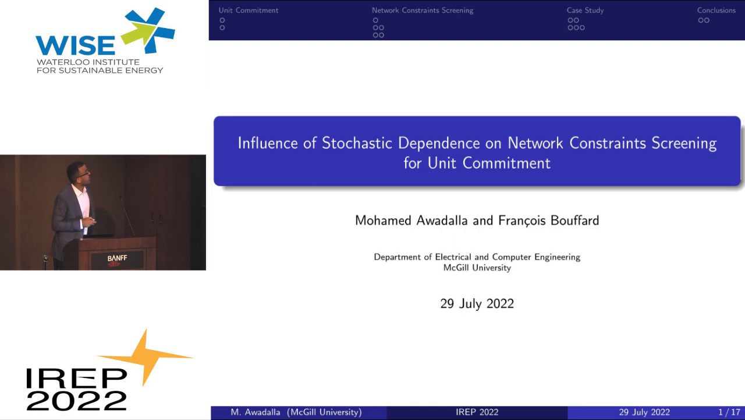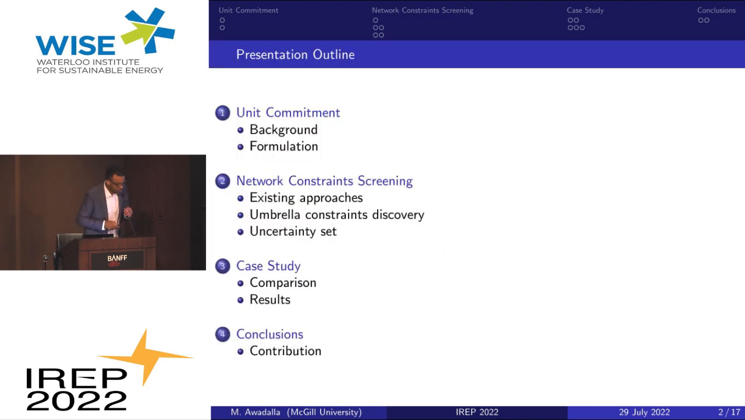So I'll start with the outline of the presentation. At the beginning, I'll present the unit commitment problem, the background and the formulation. Then the second point is the network constraint screening, which is the main part of the work: the current existing approach, and our proposed methodology, which we call umbrella constraint discovery, then the uncertainty model that we use with the umbrella constraint discovery, then the case study and conclusion.